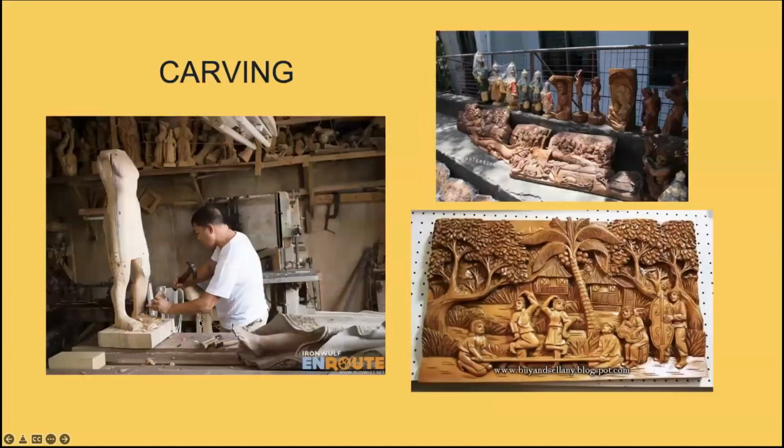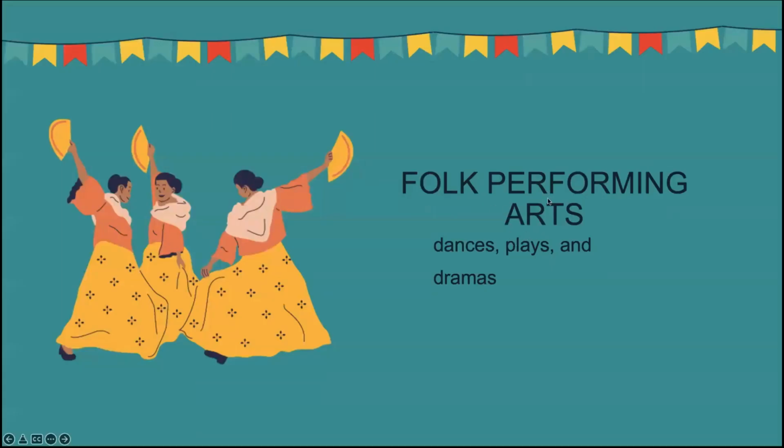From carving. Another one, there's still more that we see here, usually from provinces, right? Or even in the cities, we see this. Usually we see this being sold in the mall, or even in the market. But usually they produce it in the provinces. Okay, class. So that's it for carving, and then we have another one, folk performing arts.